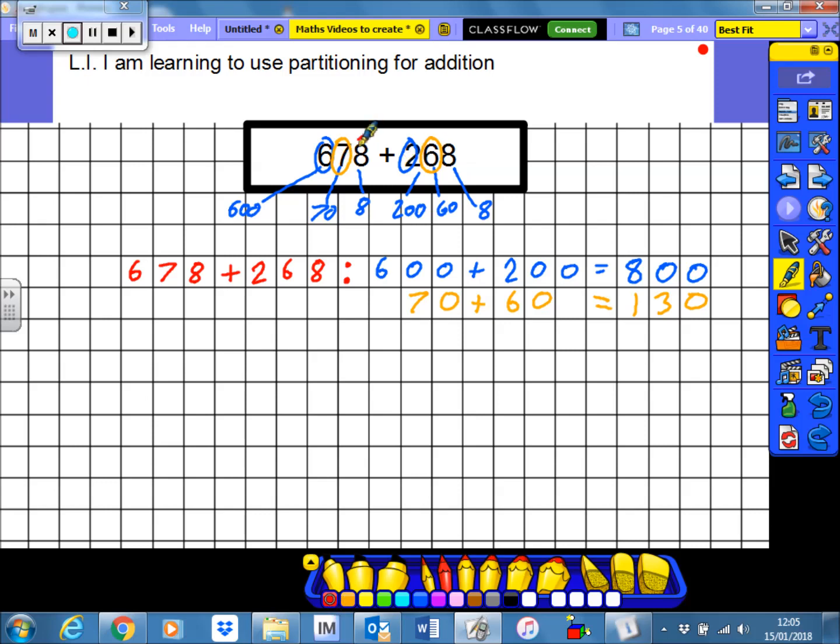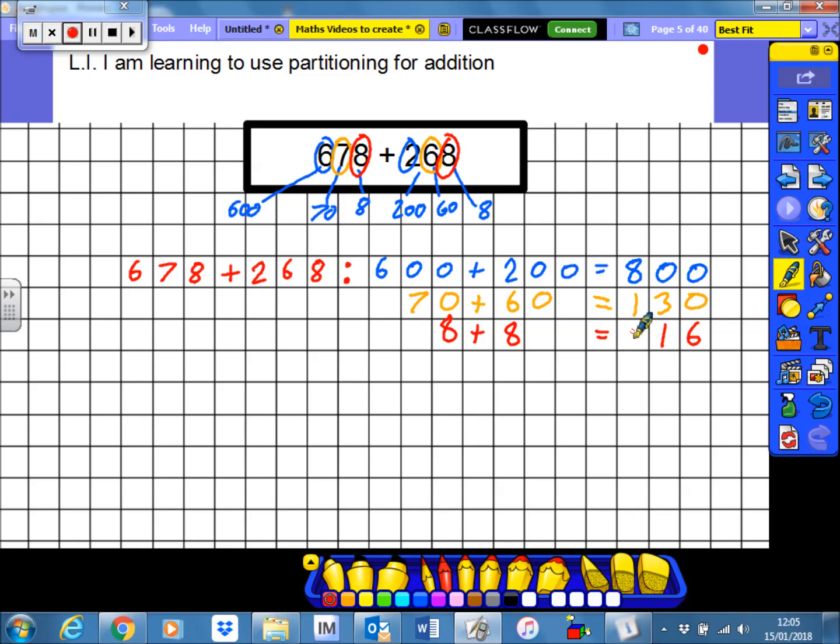So, I've dealt with the hundreds and I've dealt with the tens. Lastly, I'm going to work on the units here. So I'm doing 8 plus 8. And the answer is 16. Again, I need to be careful to line up my columns. So I've got the units lined up carefully, the tens lined up carefully, and the hundreds lined up carefully.